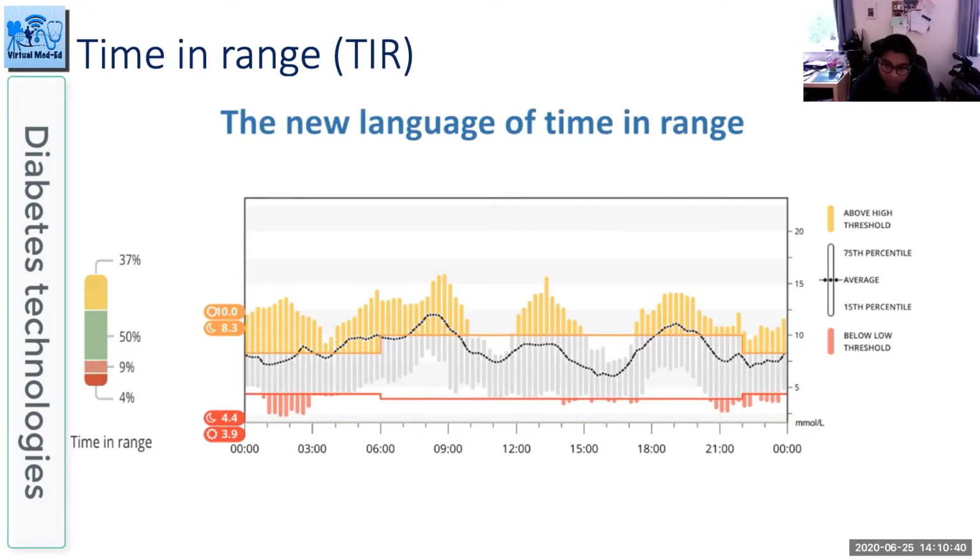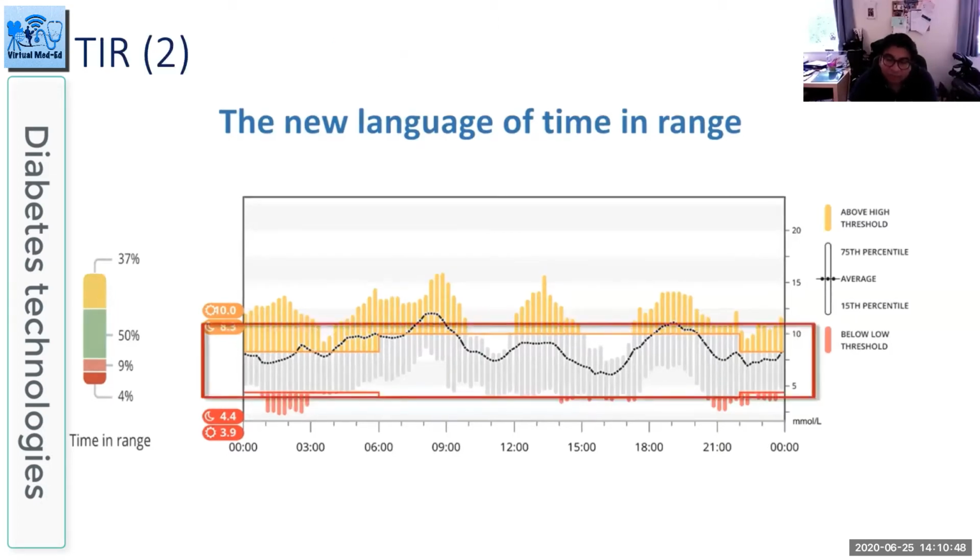And I specifically really love the traffic light system because it tells me what I need to know really. And obviously, time in range, you need to have a target, and typically that target is between 3.9 to 10, which is the current accepted time in range.